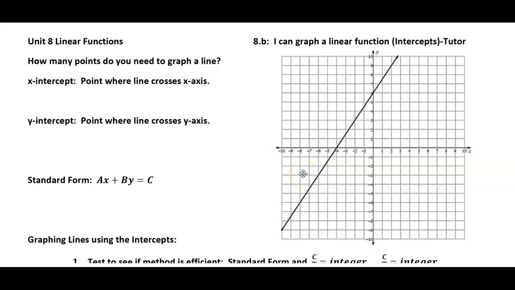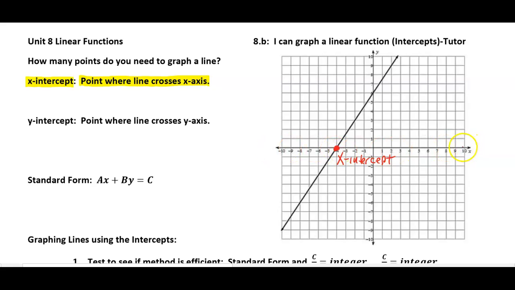So this lesson is on 8.b, which is graphing linear functions using the intercepts. The first thing we have to do before we can really get into this method of graphing is a couple of different things. Number one, what are the intercepts? Well, the first one we're going to talk about is the x-intercept. This is basically the point where the line crosses the x-axis. So when I look at this point here, that is your x-intercept, and the reason it's the x-intercept is that this line crosses the x-axis at that point.